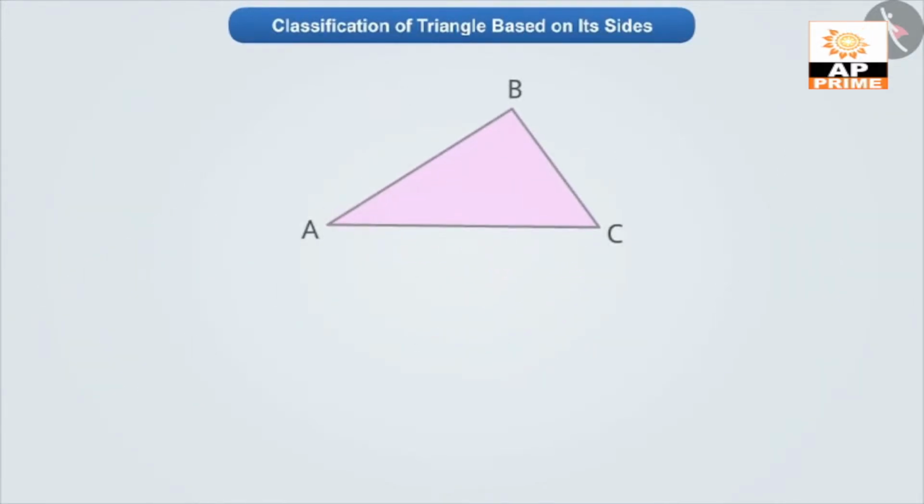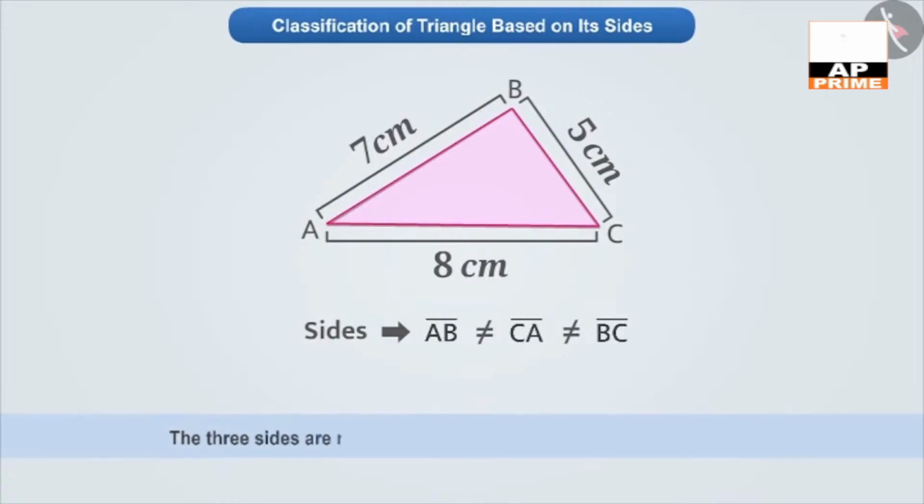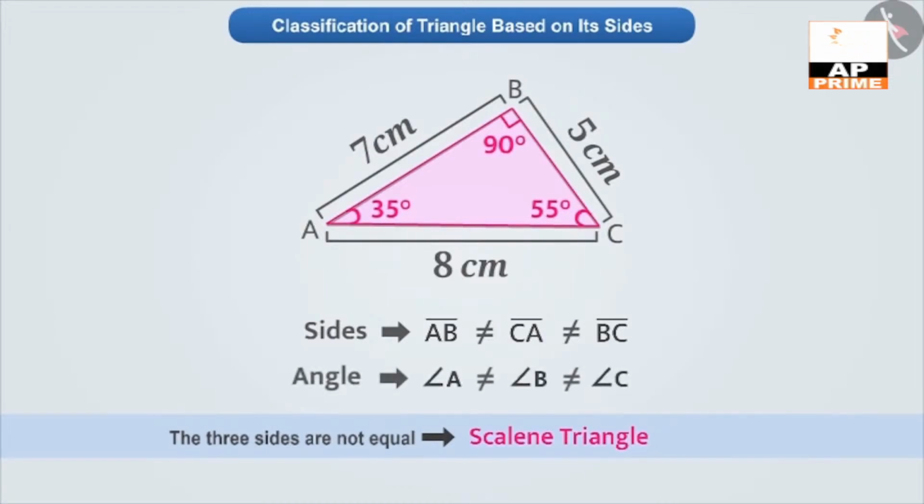Look at this triangle. If we take the measurement of its 3 sides, then we will know that all its 3 sides are not equal. Such triangles whose sides are not equal are called scalene triangles. If we take the measurement of its angles, then we will know that its angles are not equal. In this way, we can say that if all 3 sides of a triangle are not equal, then its angles are also not equal.